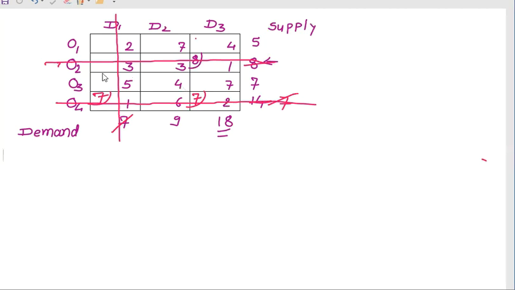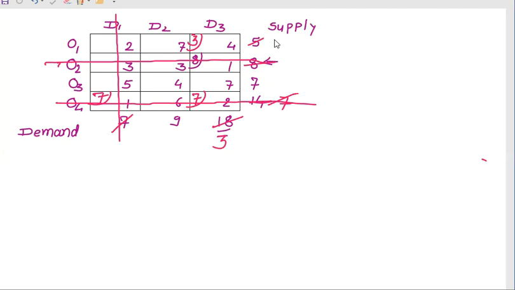What we have done is transport 8 units to D3 from the second factory and 7 units from O4 to D3. So 15 units are already transported, and the requirement now is only 3. How many units are required at D3? 3 units. How much quantity is available at the first factory? 5 units. So allocate the maximum possible quantity in this cell: we allocate all the 3 units out of 5.